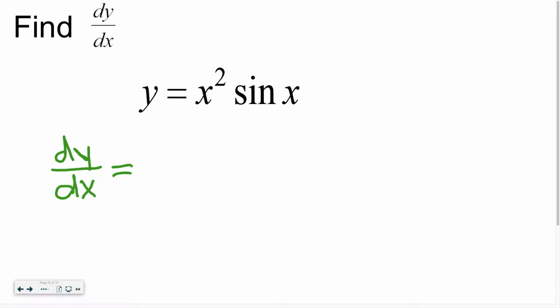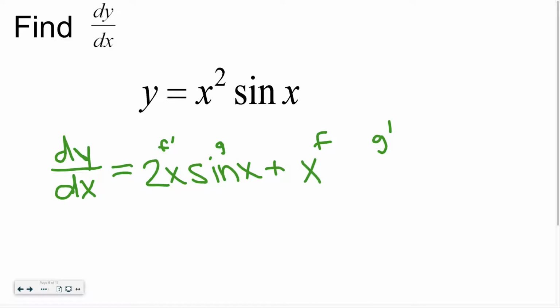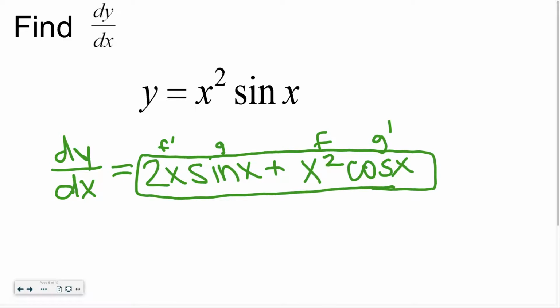So, derivative of the first. So we have 2x sine of x, right? Derivative of the first times the second plus the first times the derivative of the second. So I'm going to keep x squared, and what's the derivative of sine of x? Cosine of x. Not so bad, right?